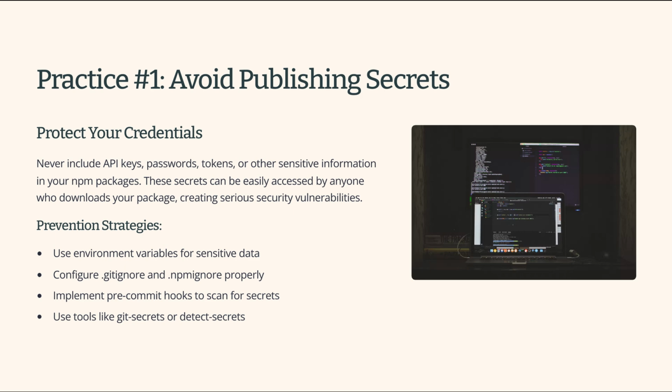Additionally, ensure that your .gitignore and .npmignore files are properly configured to prevent accidental commits of sensitive information. Implementing pre-commit hooks to scan for secrets is another effective strategy, along with using tools like git-secrets or detect-secrets. With these practices in mind, let's explore some powerful secret detection tools, starting with TruffleHog, which efficiently searches through Git repositories for high-entropy strings.